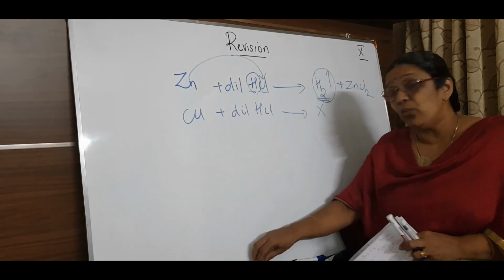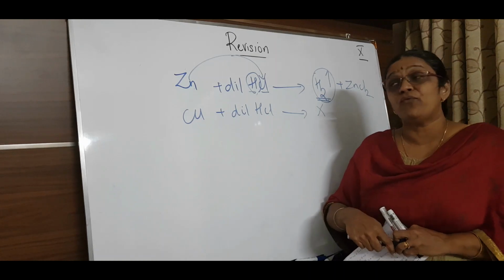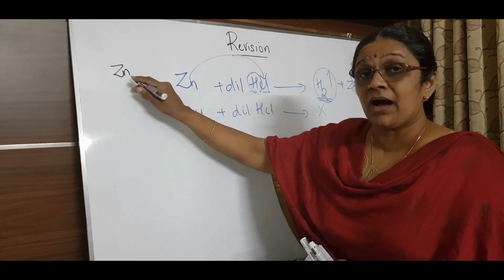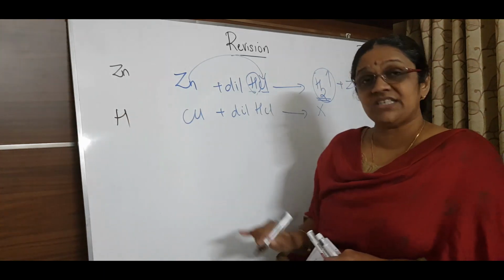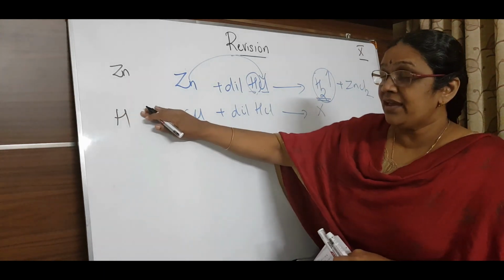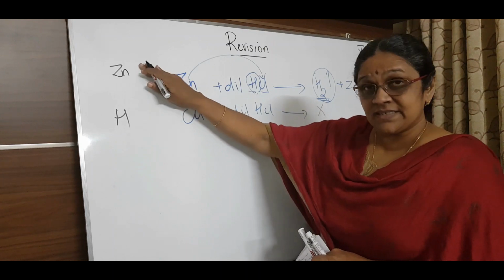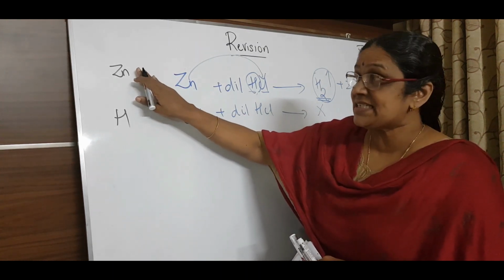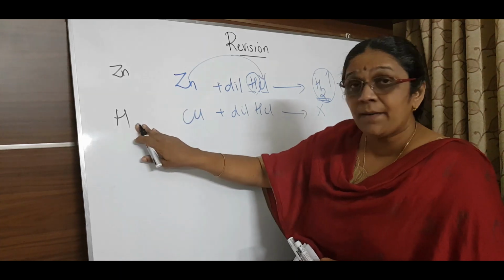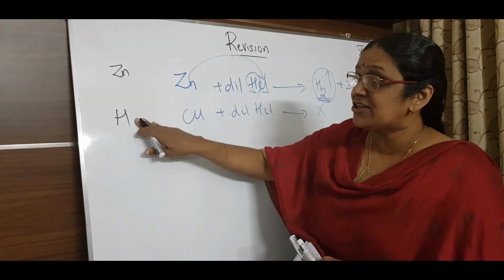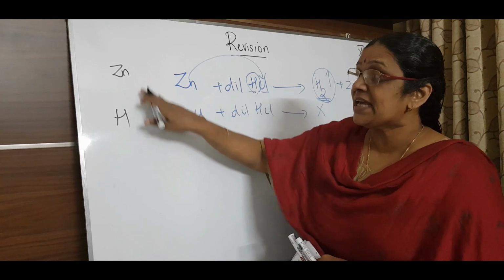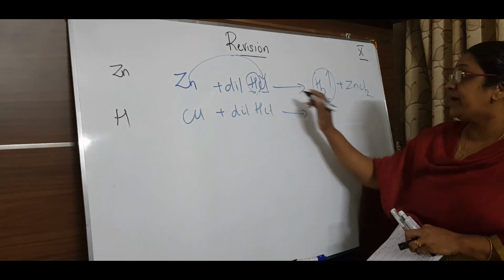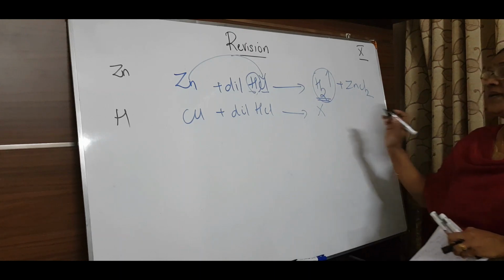Now if you ask me, how will you find the reactivity? Go for the reactivity series, isn't it? So after zinc comes the hydrogen. Anything above can displace the metal below. Hydrogen is below zinc, so zinc can displace hydrogen. That is why it will form ZnCl2 plus H2.